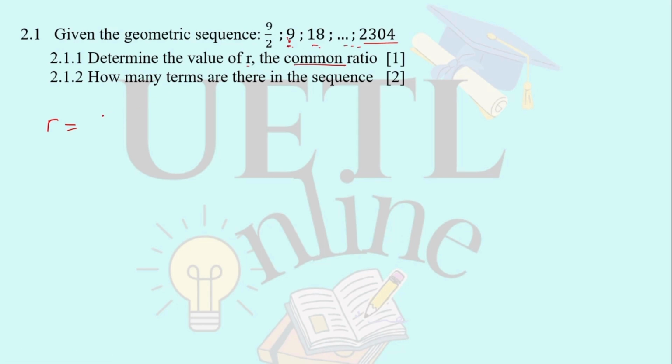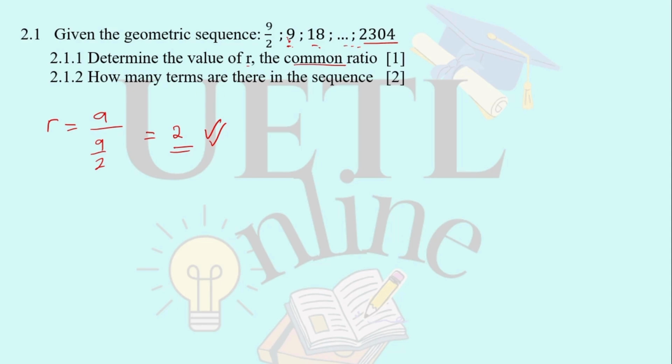Here we can say 9 divided by 9 over 2, and our answer is going to become 2. Then if you divide 18 by 9, we also get 2. So this will be our common ratio. To find the common ratio, just divide the next term by the previous term. As easy as that.